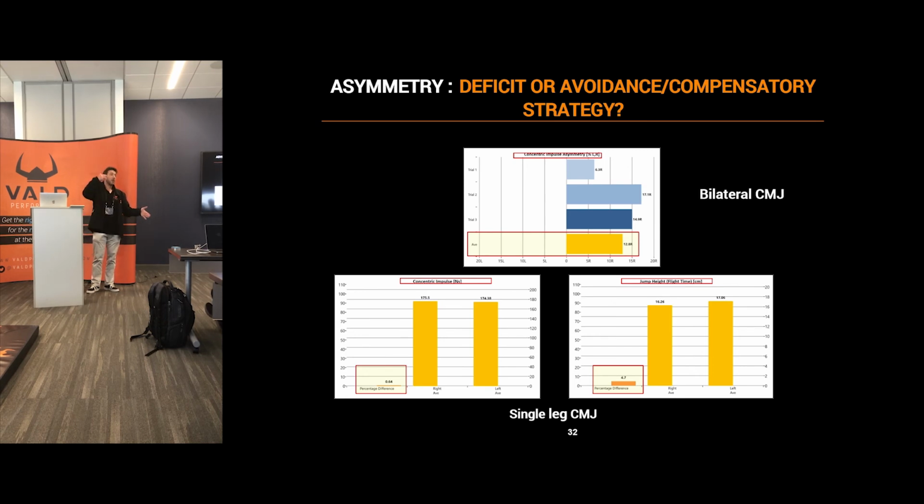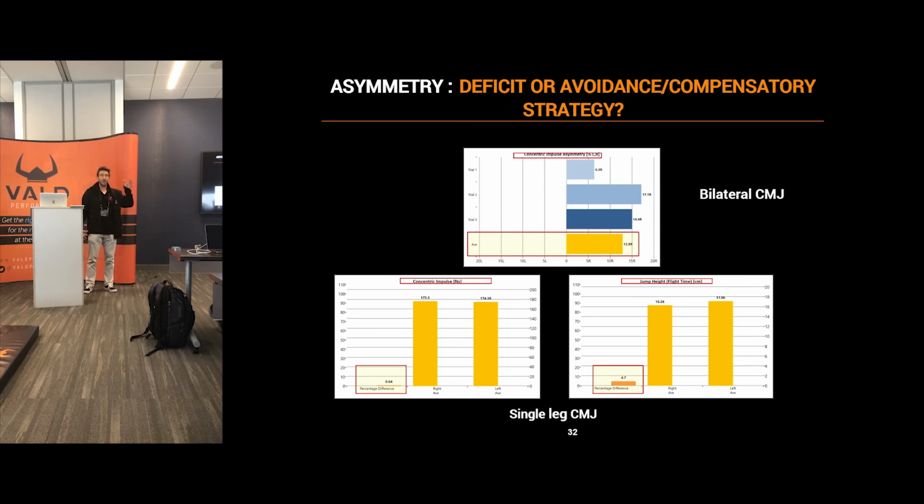So the reasoning was he's developed a strategy to load the right more. That's caused the patellar tendonitis, and that is driving that avoidance strategy when he can avoid it. But he's actually got pretty much equal strength on both sides. Why would he not express it on the single leg jump?